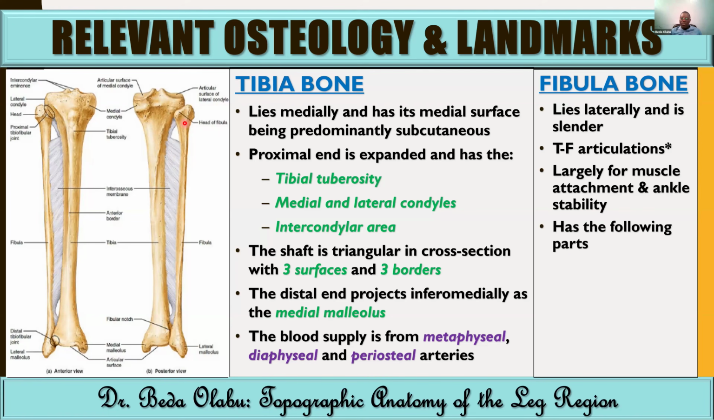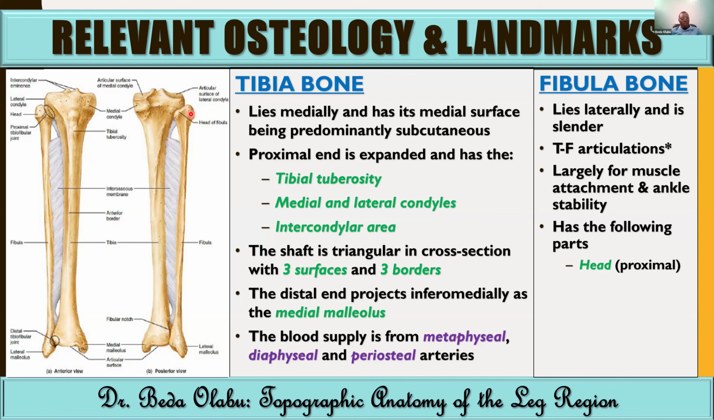So it has a minimal role in weight bearing. The bone that bears weight is predominantly the tibia. And that's why I'm saying that the major functions of the fibula are muscle attachment and stability, and less weight bearing. The bone has the following key parts that are worth mentioning. So the head of the fibula is the proximal part that is expanded.